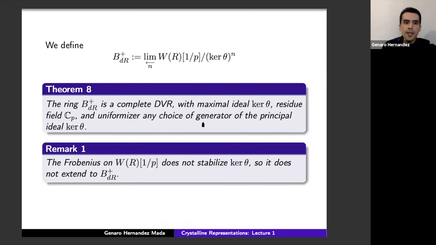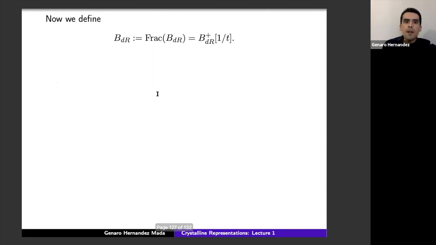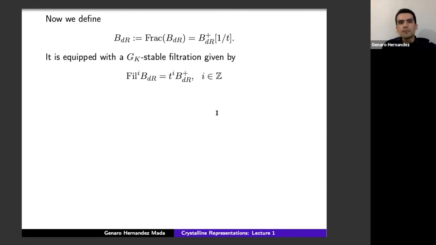Now I am going to define what is called just B_dR. And this is just the fraction field of the ring. Oh, here, I'm sorry. This is B_dR plus. Okay, so it's just the fraction field of that ring, or equivalently, it's this ring here, just inverting T, because T is the uniformizer that we chose. It comes equipped with a G_K-stable filtration, given by the powers of T, this uniformizer, multiplied by the ring B_dR plus. Okay, so that gives me a filtration, it's G_K-stable.